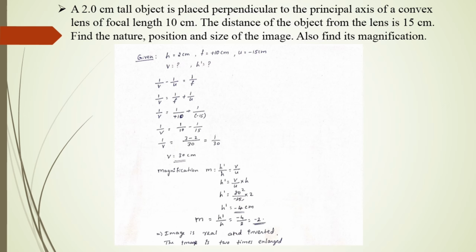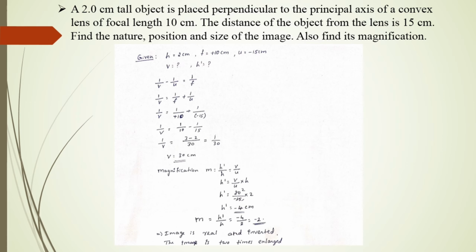Substitute: 1/v = 1/10 + 1/(-15). So we will get the LCM as 30 and therefore 1/v = 1/30. Therefore the image distance v is equal to 30 cm.